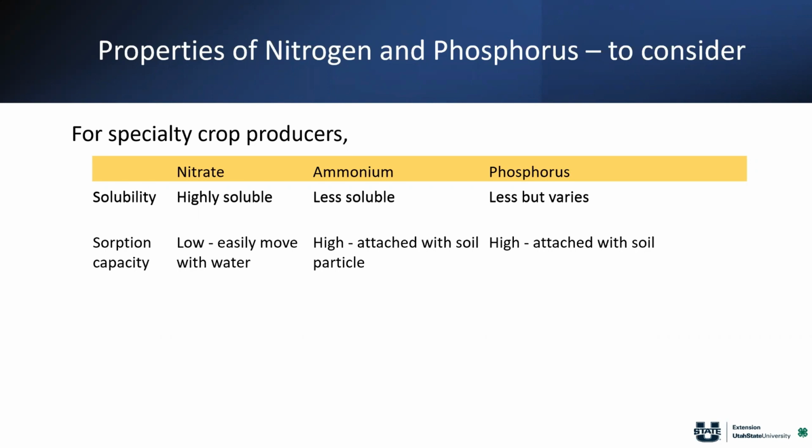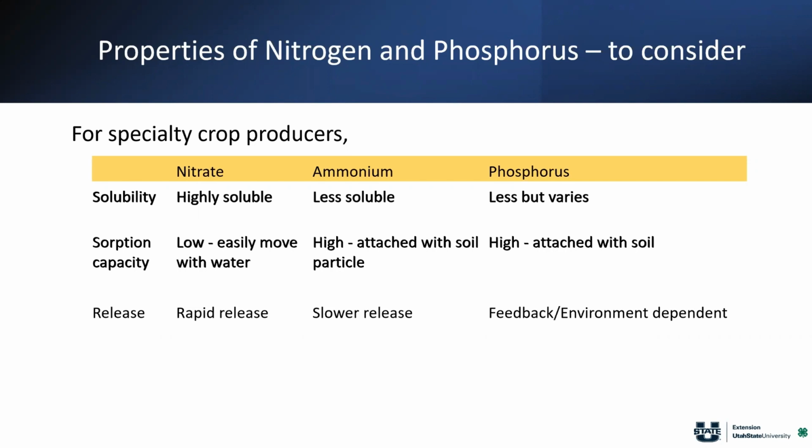Ammonium, on the other hand, has high sorption capacity, so it attaches to the soil particles and is held by those particles. But again, if we let the particles move with the water, it will also leach or move with the particles. Phosphorus binds highly with the soil particles. So as the soil particles move with the water, it moves with the water and collects in the retention pond. So that's something we need to consider.